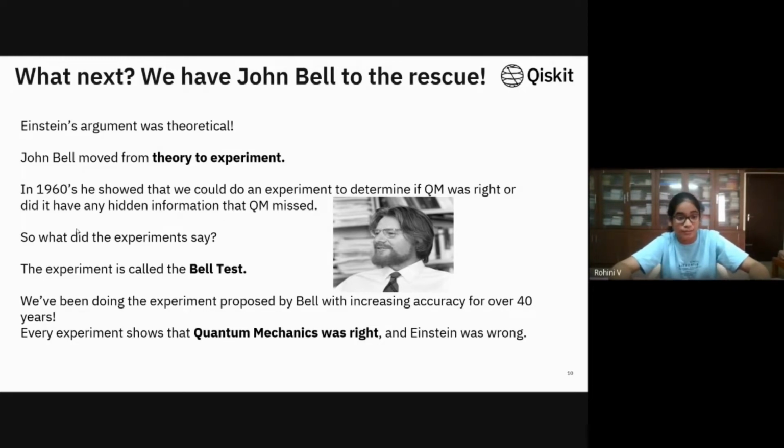But in the 1960s, John Bell, the scientist who proved Einstein wrong, proposed an experiment to determine whether quantum mechanics was right, or whether it had any information that we have missed. The experiment is called the Bell test, and we've been doing this experiment proposed by Bell with increasing accuracy for over 40 years. In the 1960s we didn't have much of the facilities and technology, but moving on to the 1980s, 1990s, 2000s, we now have increased technology. Every experiment shows that quantum mechanics was right and Einstein was wrong.